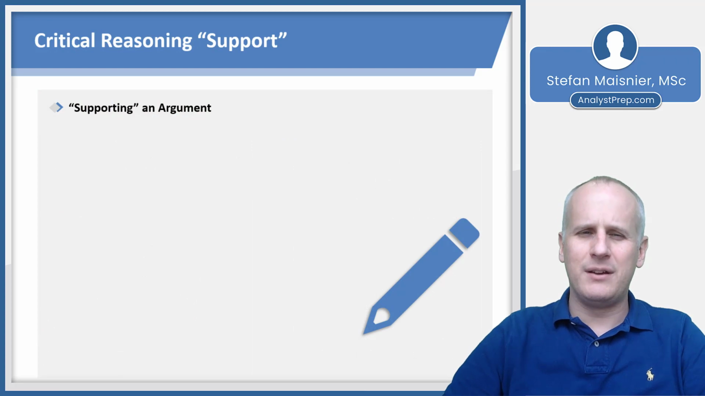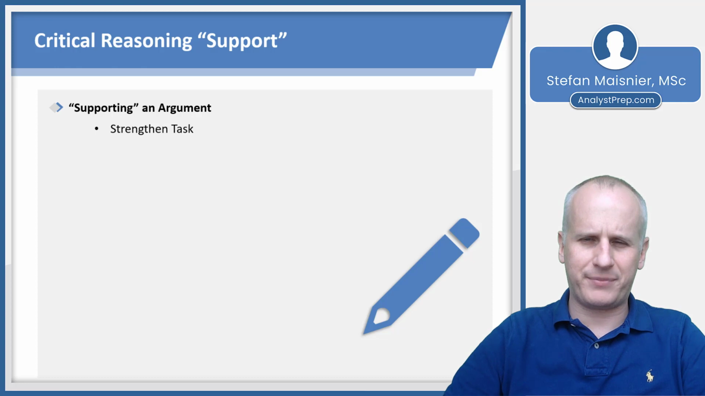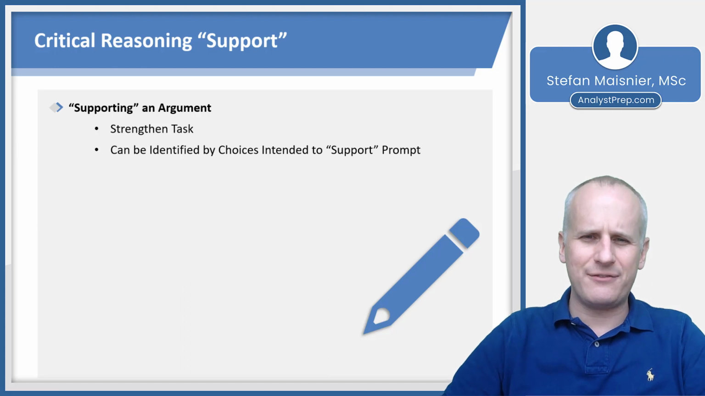So, how do we identify critical reasoning support? Well, when you're trying to support an argument, this is ultimately a strengthen test, being asked to strengthen whatever the conclusion is. And you can identify the choices as being intended to support the prompt. So that's what the correct answer should do when you are supporting an argument.